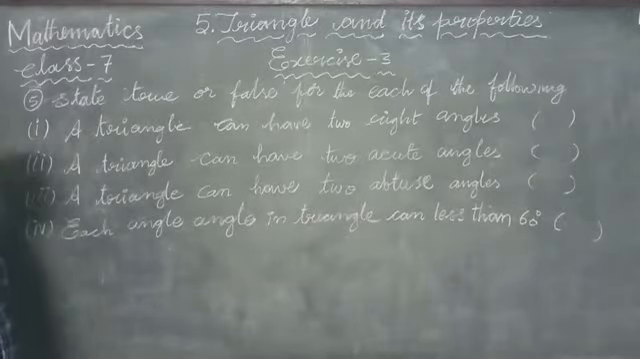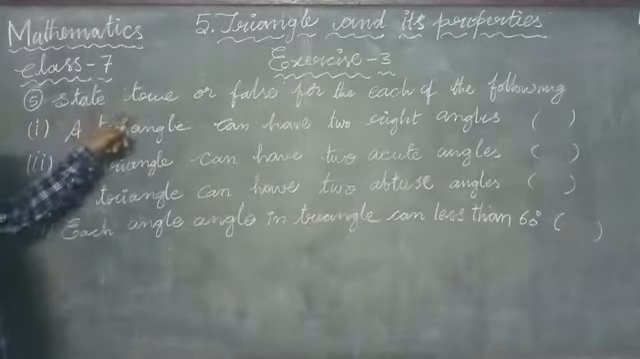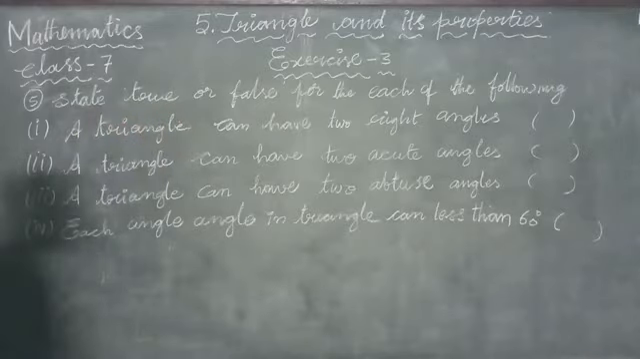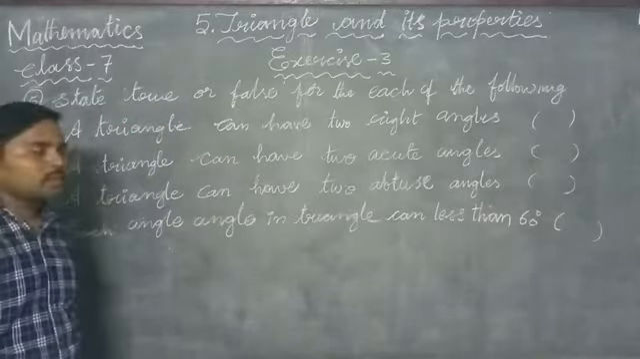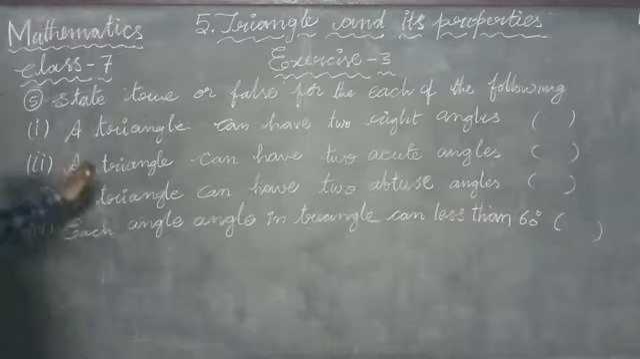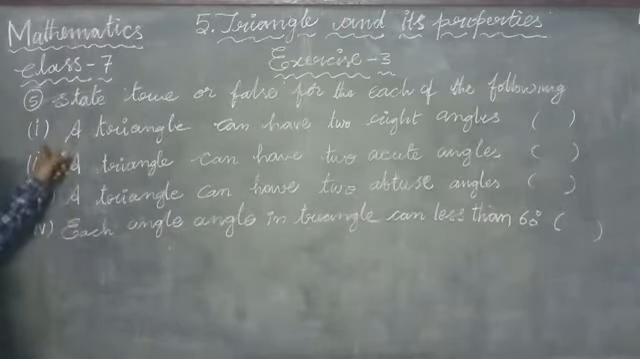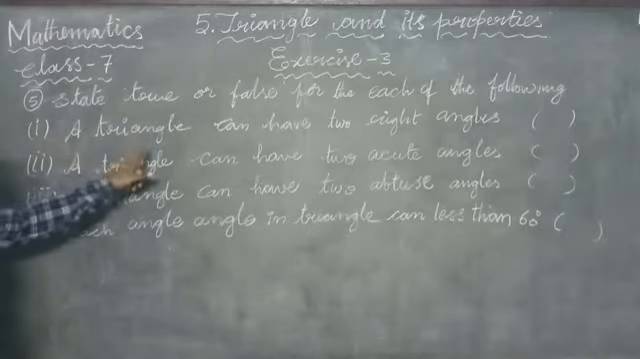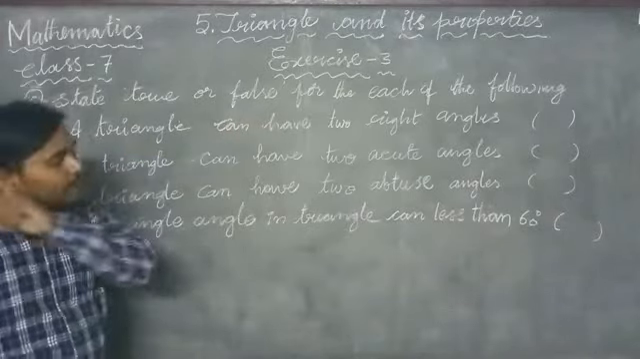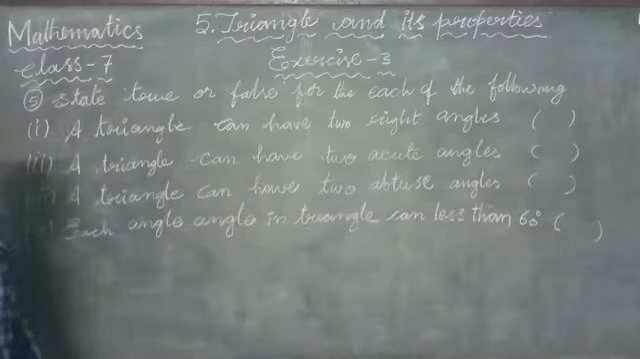Now see the fifth problem. State true or false for each of the following. Okay, we have to conclude whether the given statement is correct or false. Now coming to the first statement: a triangle can have two right angles.